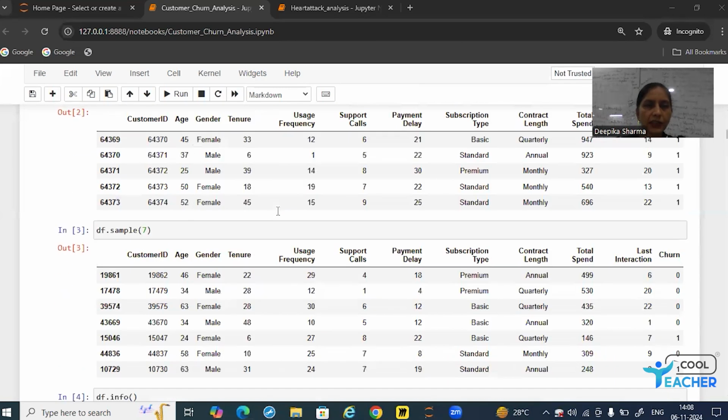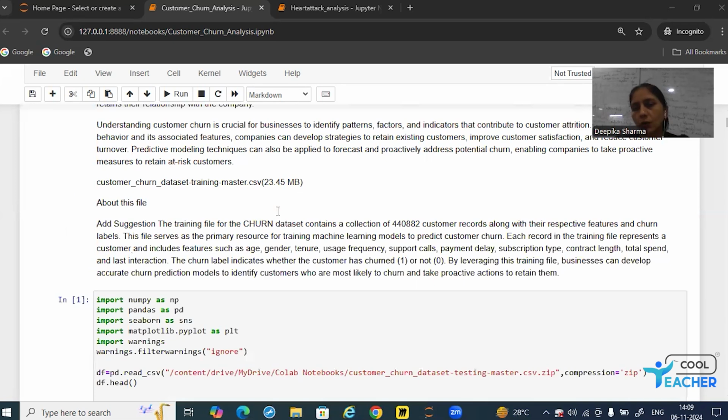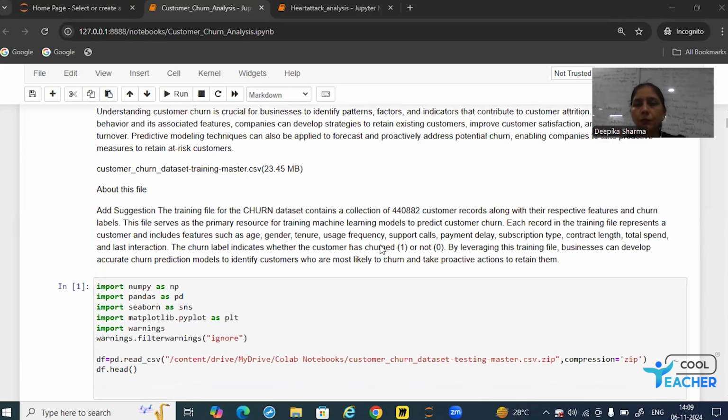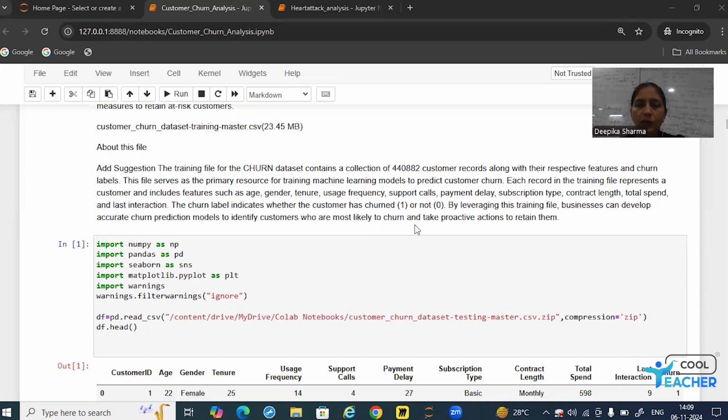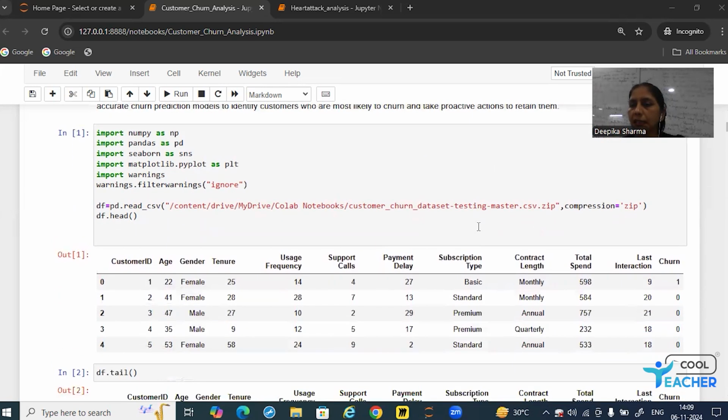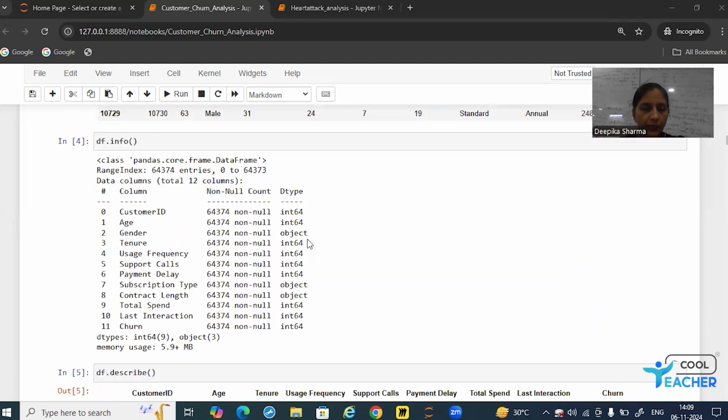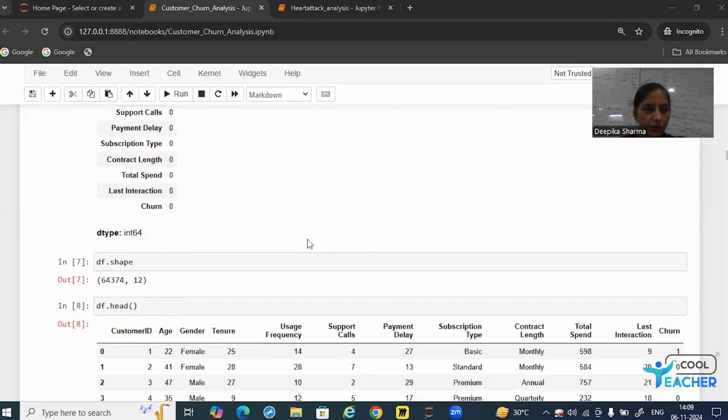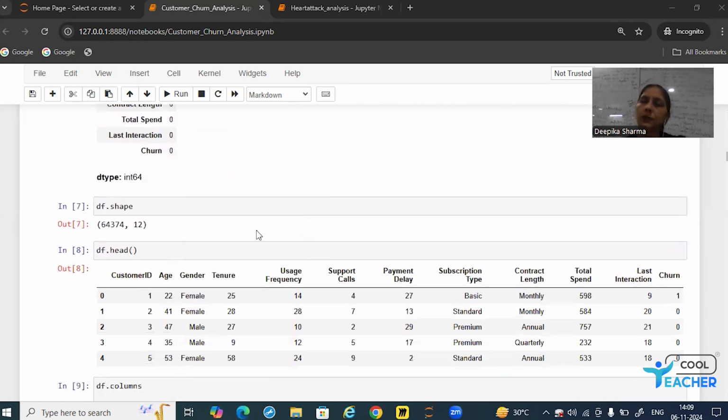Let me tell you why this variation is coming. If I talk about the entire churn data set, there are nearby 4 lakh customer records. But actually, the file is divided into two: the training file and the testing file. I'm taking one of the files here. That's why the shape displays 64,000, because the data has been divided into the training set and the testing set.